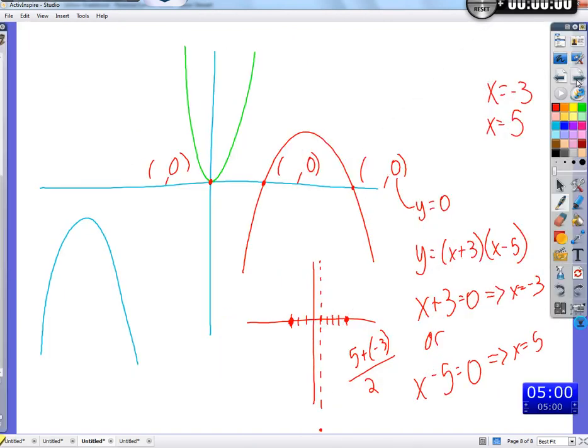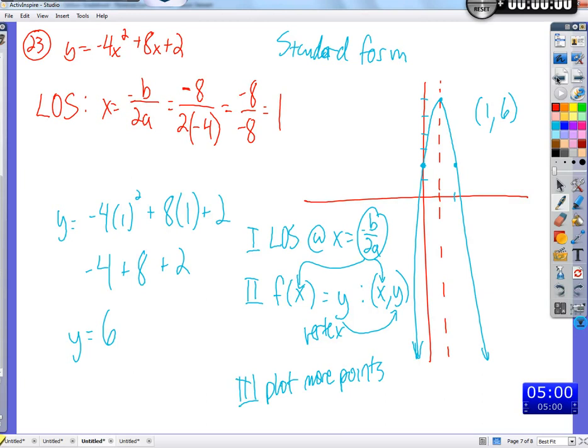I want to break those steps down. Again, if it says take this equation, maybe it's in vertex form or intercept form, and write it in standard form, it just means multiply those parentheses together.